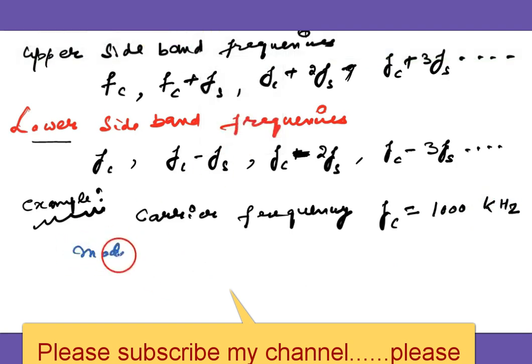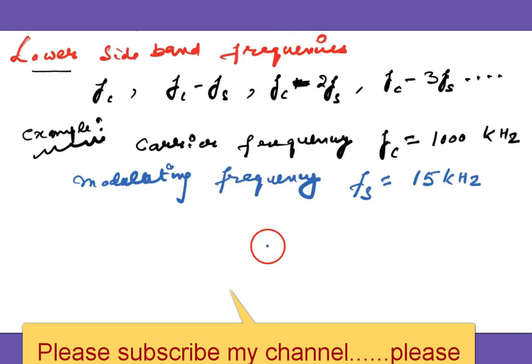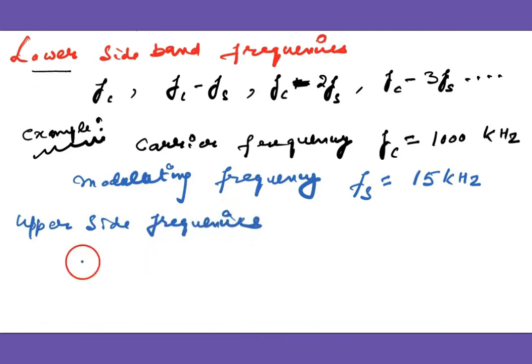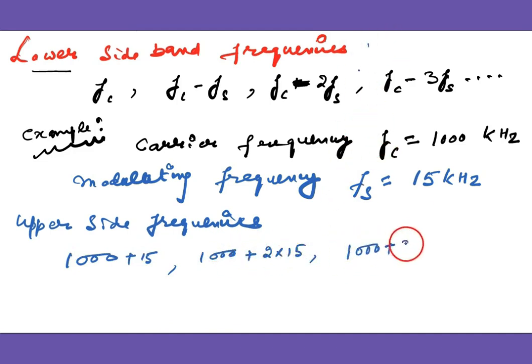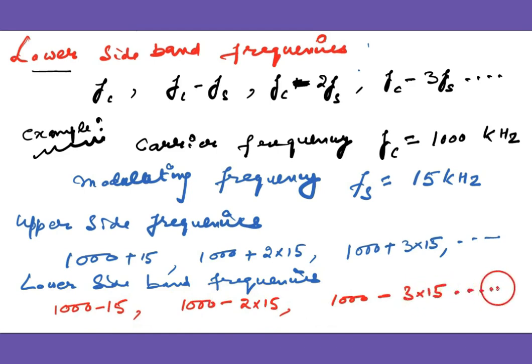Now next, if the carrier frequency is 1000 kHz and the modulating frequency is 15 kHz, then the upper side frequencies will be like these values. There are many frequencies, but the question is, what about the amplitudes? That's an exercise for you. And the lower sideband frequencies are these.